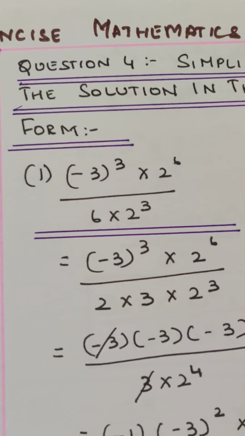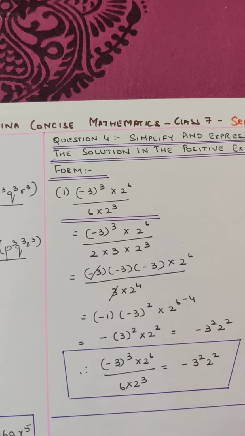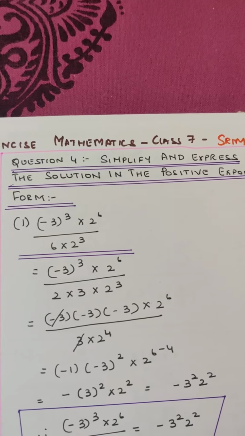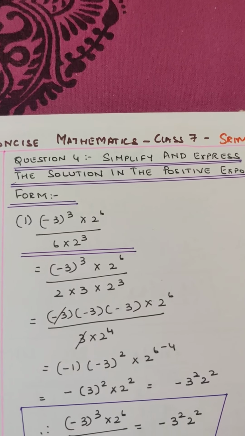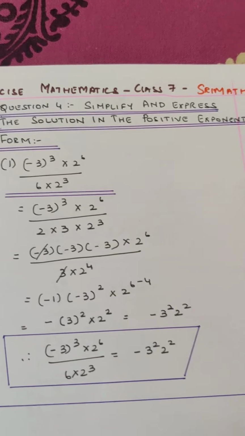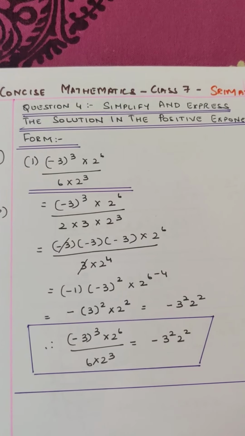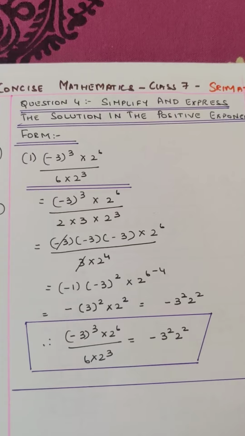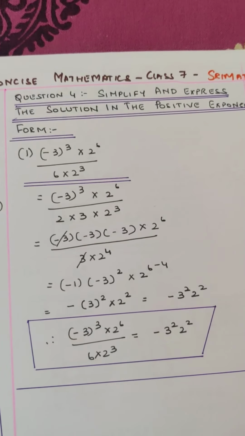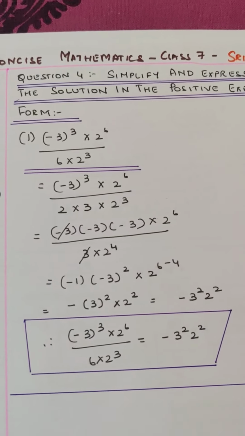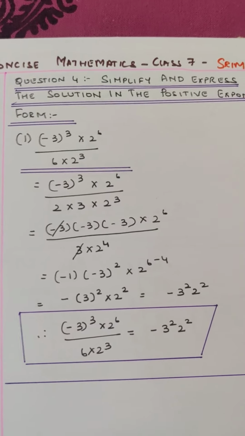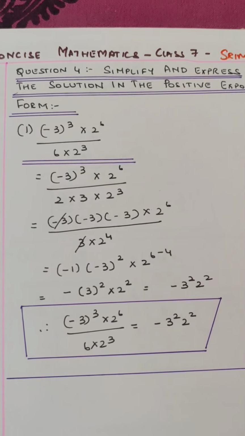Let's quickly move on to question number 4. Simplify and express the solution in the positive exponent form. What is the question? Minus 3 the whole cube into 2 to the power of 6 divided by 6 into 2 to the power of 3. So this becomes minus 3 to the power of 3 into 2 to the power of 6 divided by 2 into 3 into 2 to the power of 3.